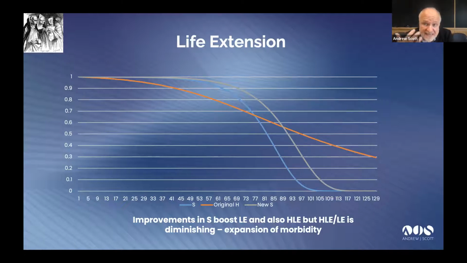Healthy life expectancy is increasing because the orange line is positive, it's not negative, but every extra year is giving you less of an increase in healthy life expectancy than every previous year. So there's an expansion of morbidity. We're living longer, but healthy life expectancy is not increasing with life expectancy.